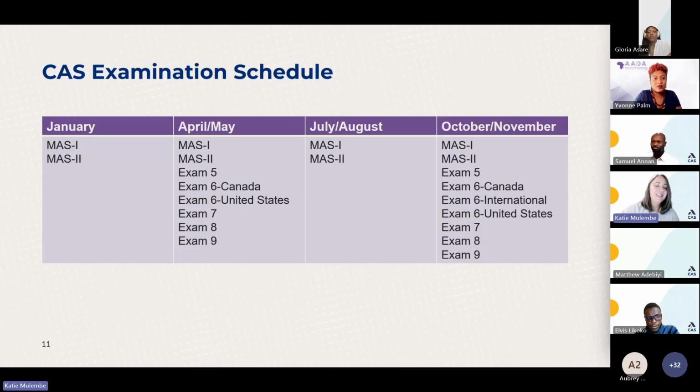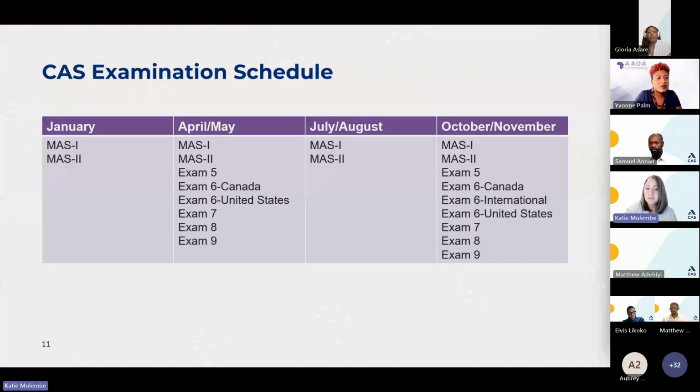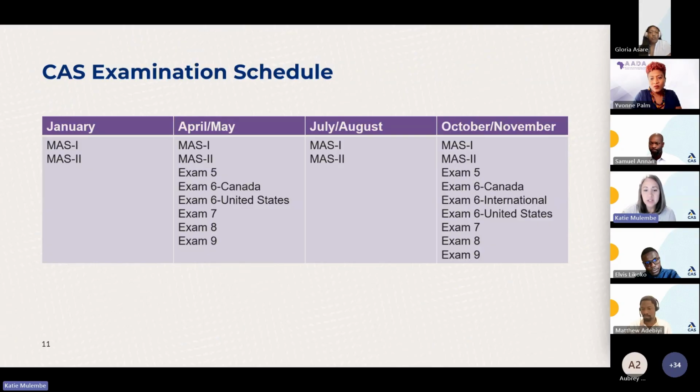Okay, great. Thanks, Samuel. The CAS offers all of our exams 2 times a year with the MAS exams. So those are really the first 2 typical starting points for CAS exams. Those are offered more frequently at 4 times per year. Reach out to us if you have any questions about the availability of exam centers near you.